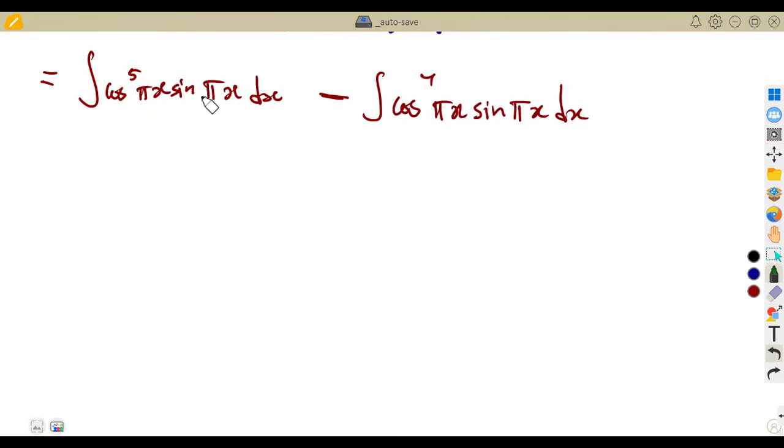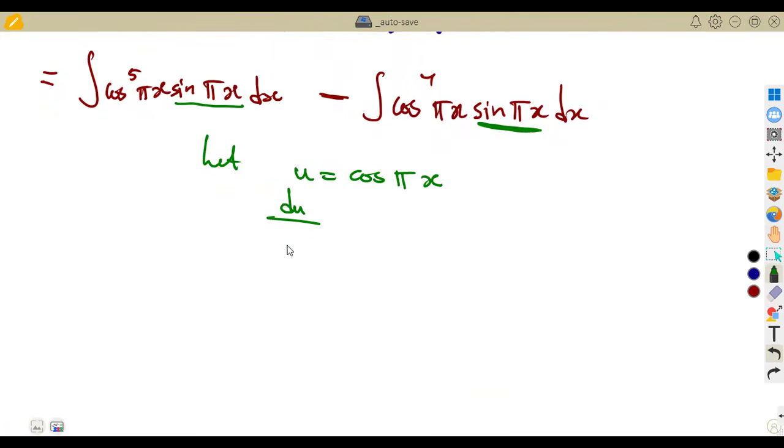We can see that the sine here and the sine here have the same exponent, and it is the lesser exponent. So we can think of eliminating that sine. That means we have to let u be equal to cos, so that we can eliminate a sine. So it's going to be cos pi x.